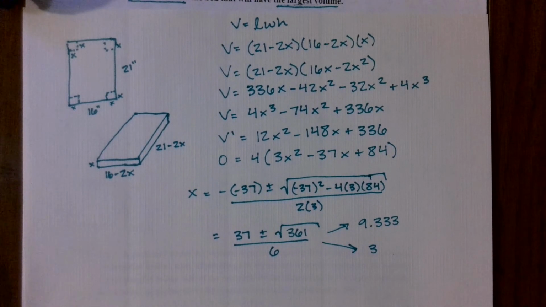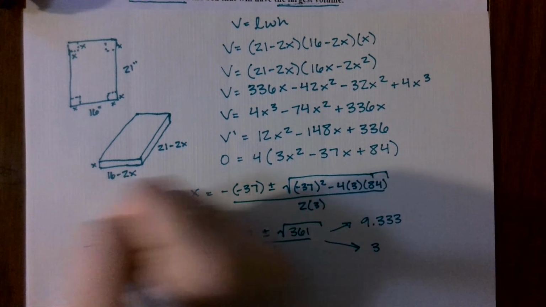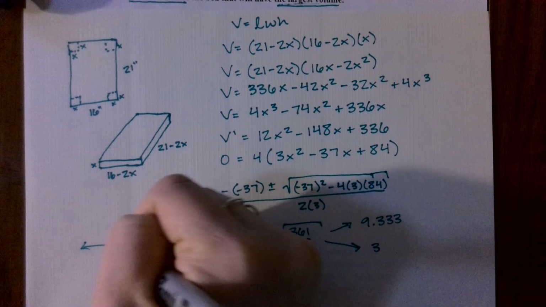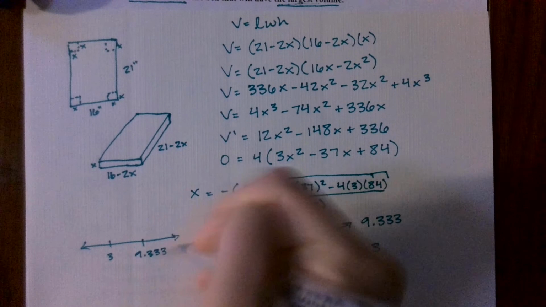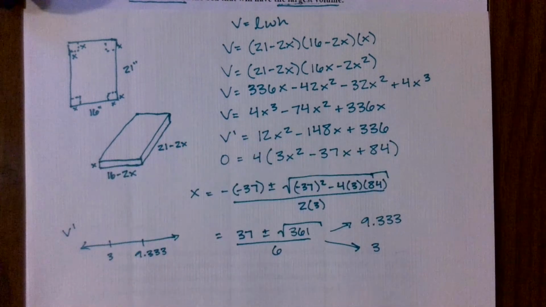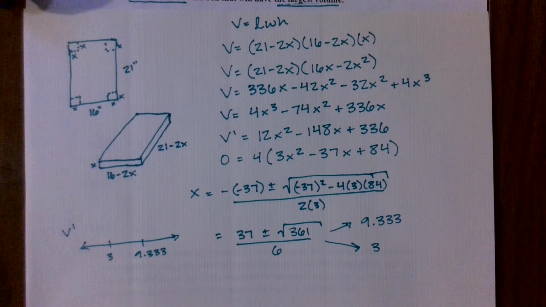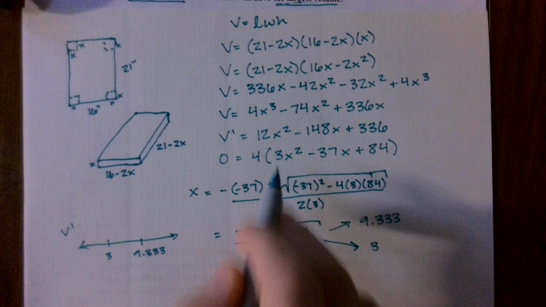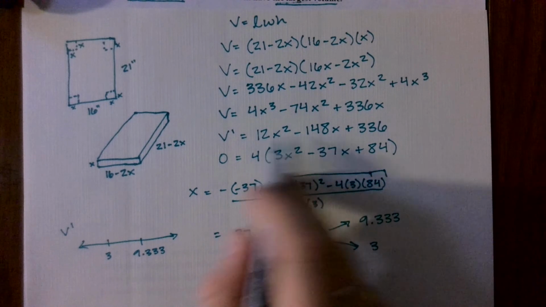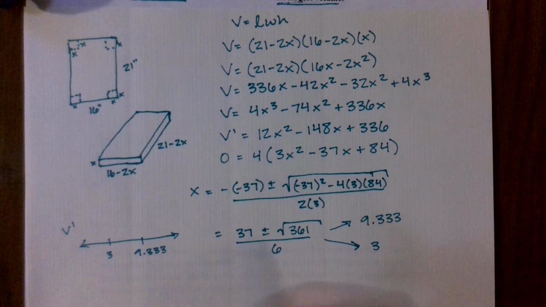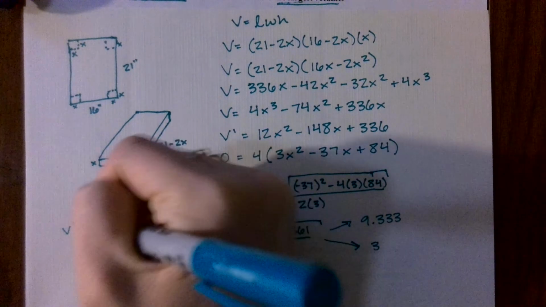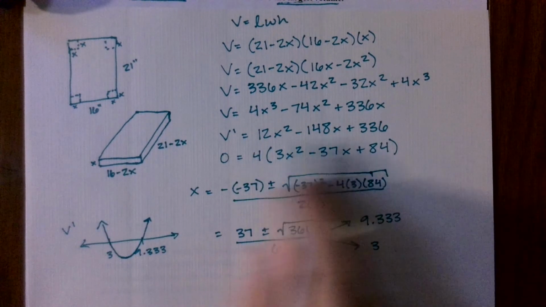Okay, so we do have two different values, so we have to figure out which one is talking about the max. So we've got a 3 and a 9.333. We are talking about volume prime, V prime. For our volume, our V prime is quadratic, so this is one where I can just use what I know this function to look like. I don't have to plug in anything, and it is a parabola facing up.